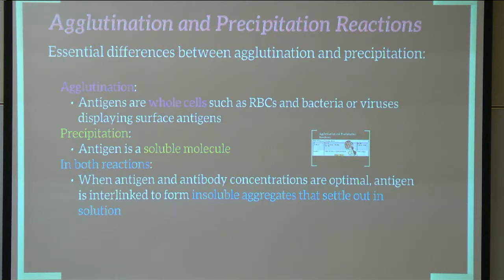The only difference between the technical terms agglutination and precipitation is what the antigen is. If it's a whole cell, it's an agglutination reaction. Soluble molecule, it's precipitation. That is it. Simple as that. Both reactions, you're going to have some type of precipitate, some type of clump. Something settles out of solution. You see that clump.